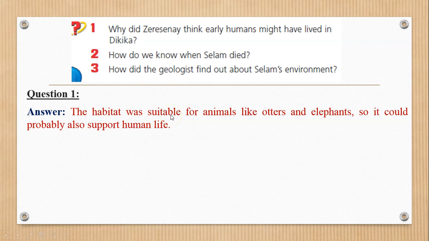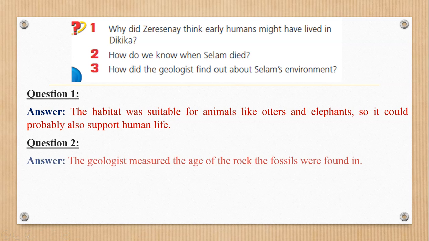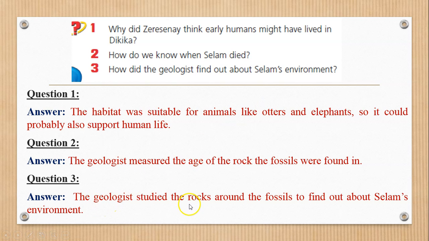Question number 2. How do we know when Selam died? The geologists measured the age of the rock the fossils were found in. This is how they can find when Selam had died. Question number 3. How did the geologists find out about Selam's environment? The geologists studied the rocks around the fossils to find out about Selam's environment.